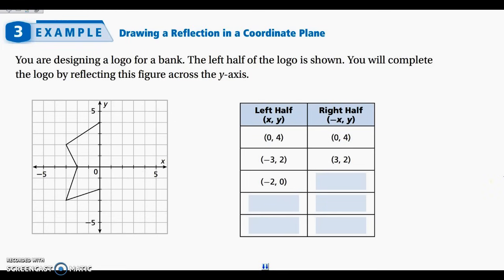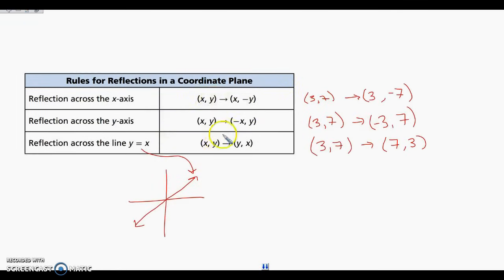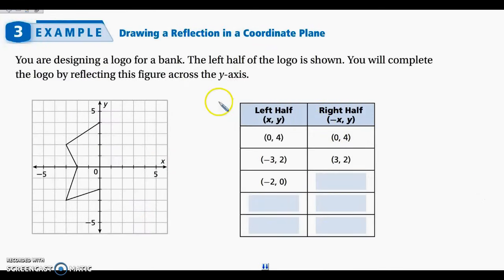All right, so let's take a look here at an example of one that we are doing in the coordinate plane. We have a logo for a bank, and we're given the left half of the logo. We want to create the right half of the logo by reflecting it across the y-axis. So my reflection rule is (-x, y). All I'm doing is changing the sign of my x value. I leave y alone.